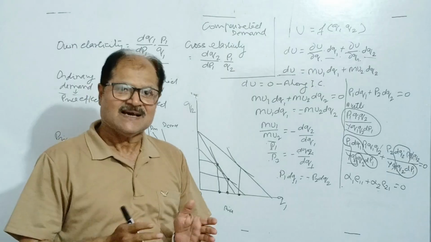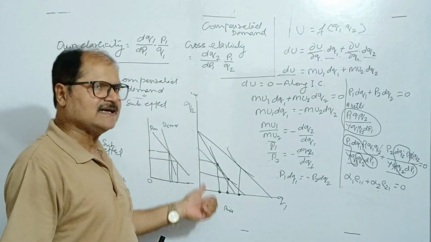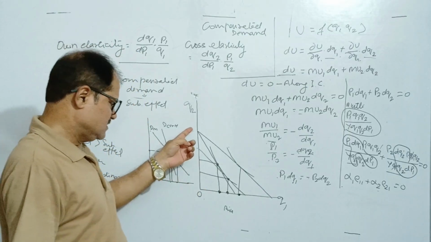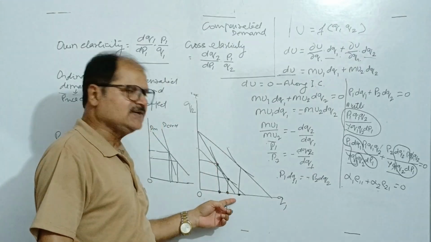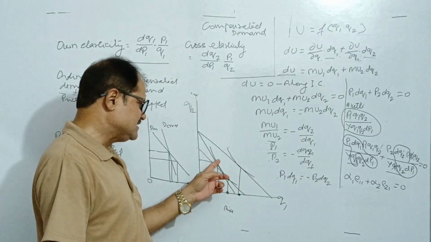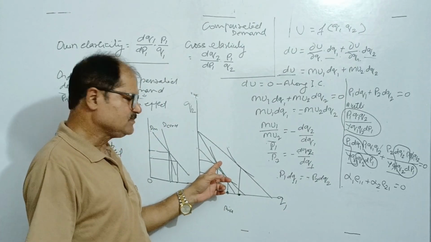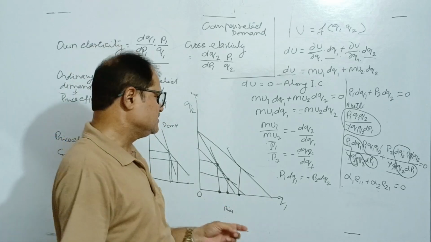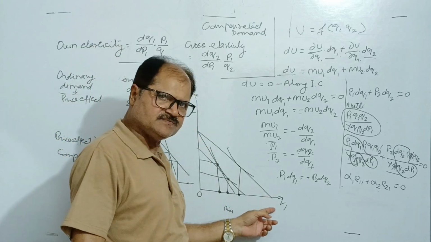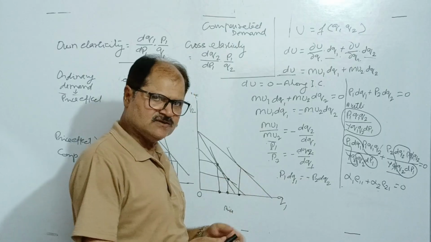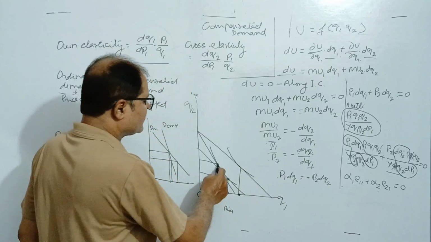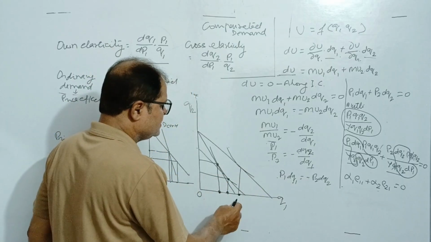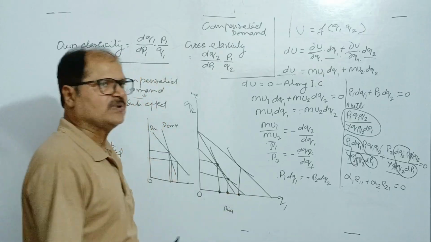हम इनको कैसे अलग करते हैं? It is shown in this diagram. This is initial budget line and this is initial equilibrium point. When price of commodity 1 falls, new budget line becomes this one and new equilibrium point is this one. So the movement from this quantity to this quantity is price effect.